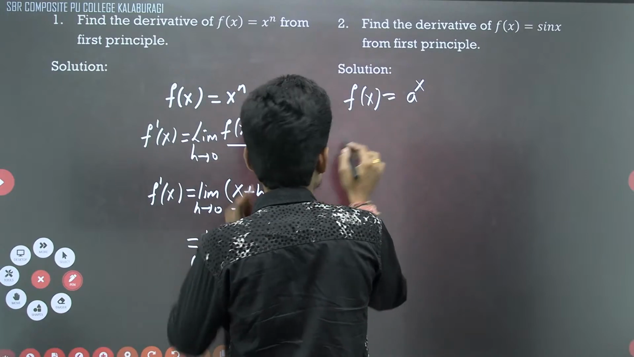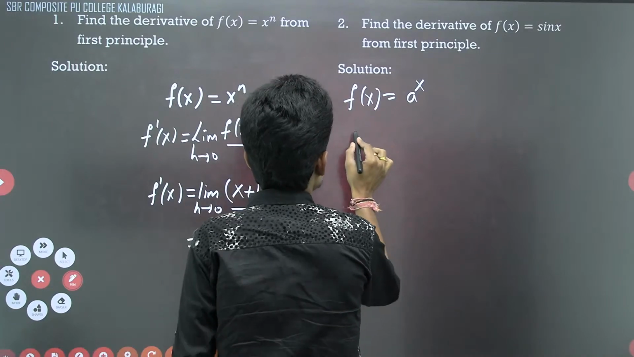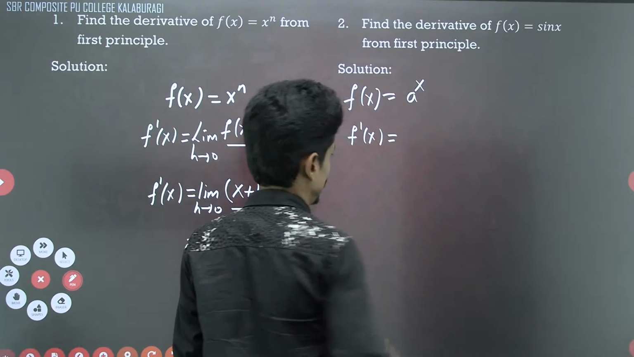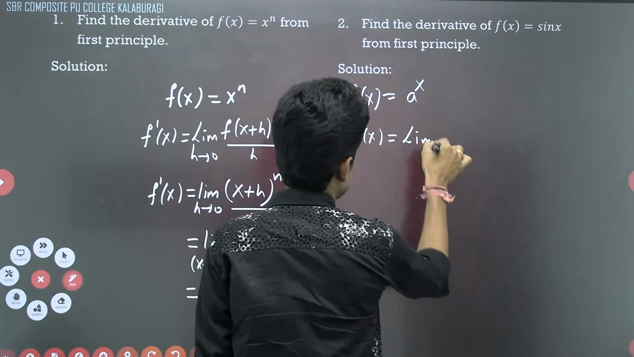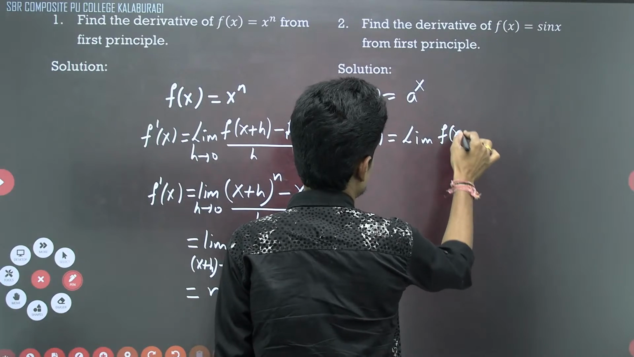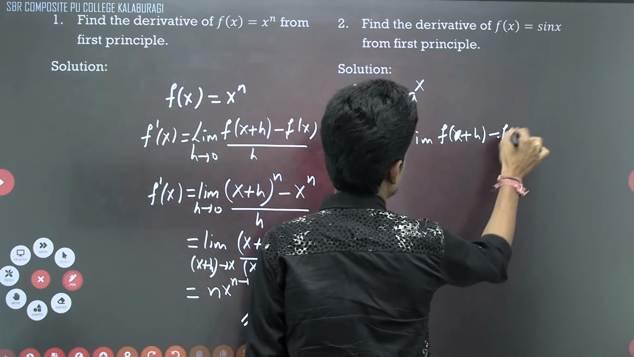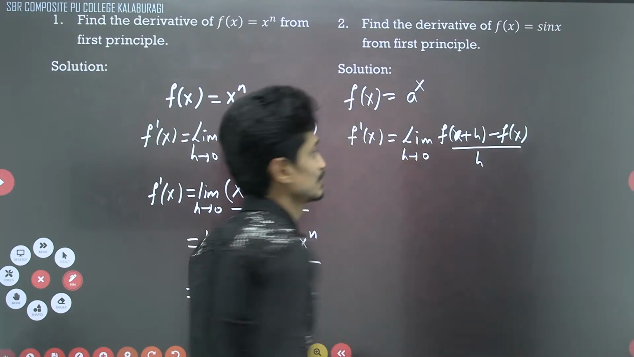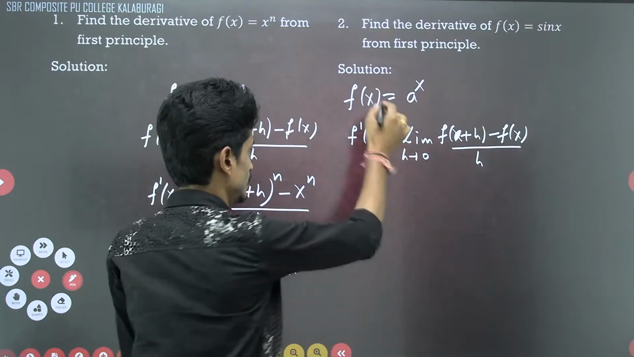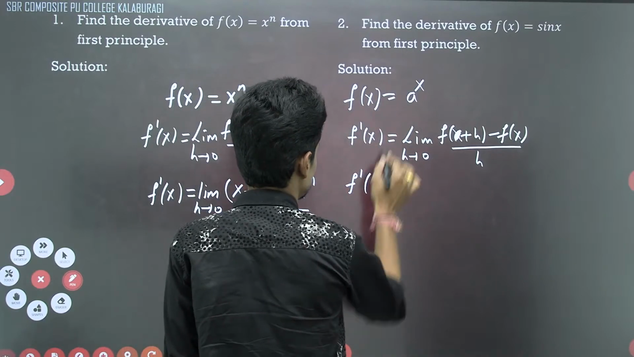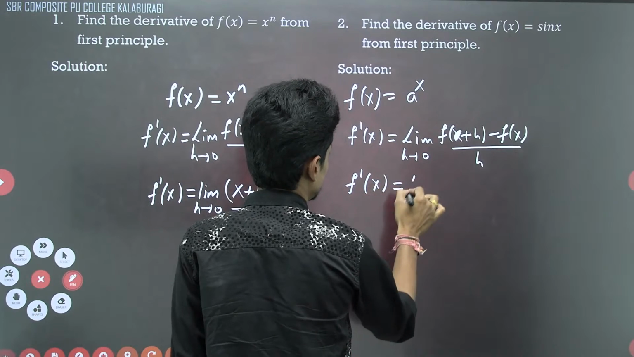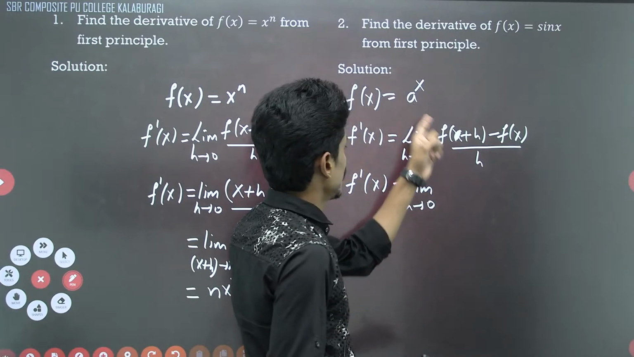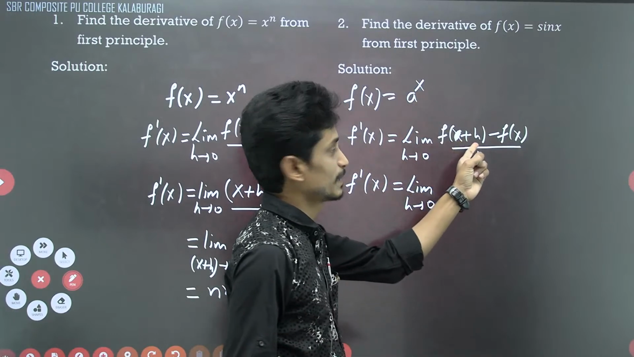Same as before, I'll take f dash of x is equal to the limit of f of x plus h minus f of x divided by h as h tends to 0. First we write the formula, then we can substitute. We can choose the function. f dash of x is equal to the limit as h tends to 0. Now, in the place of x, we have to replace x plus h.